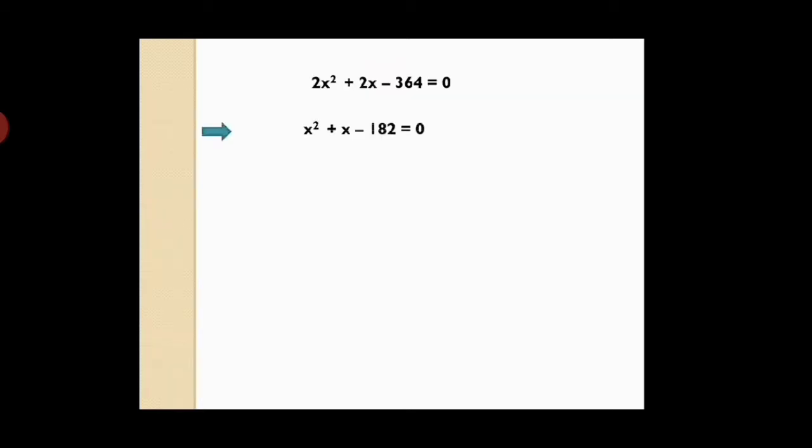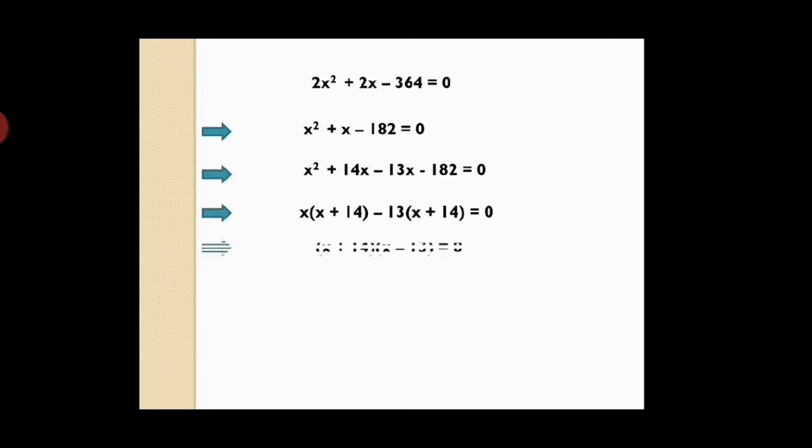And if we divide by 2 on both sides, we will get x square plus x minus 182 equals 0. Now again we will factorize this by splitting the middle term, and we will get x square plus 14x minus 13x minus 182 equals 0. After taking common we will get x within bracket x plus 14 minus 13 within bracket x plus 14 equals 0. Common factor x plus 14 into x minus 13 equals 0.